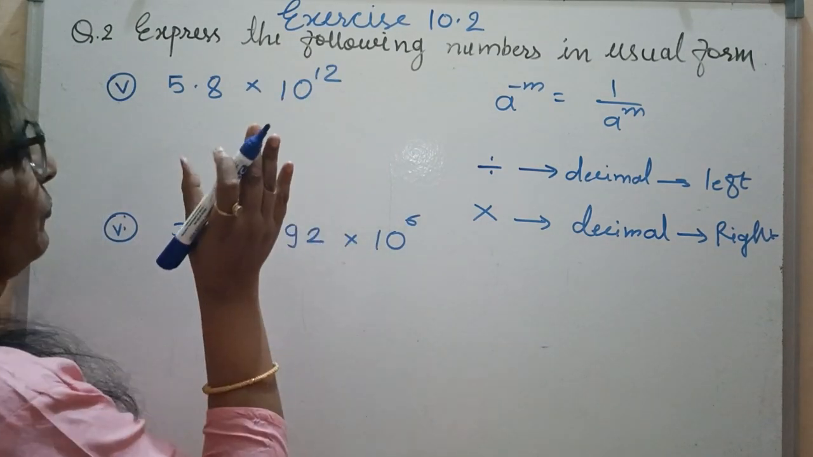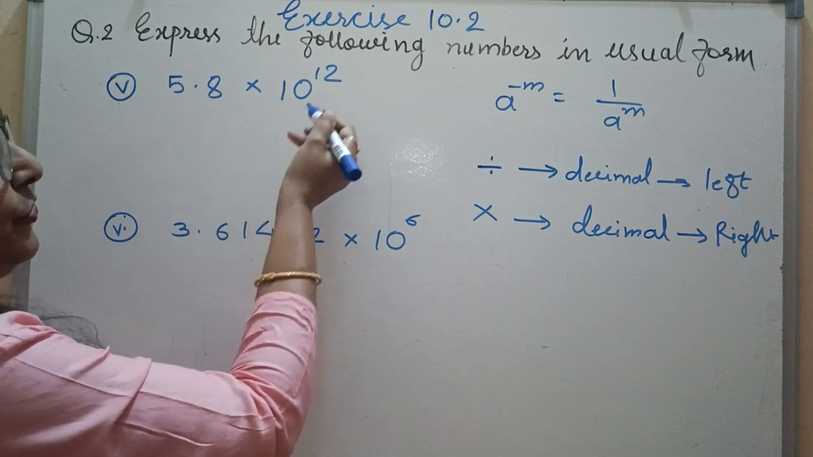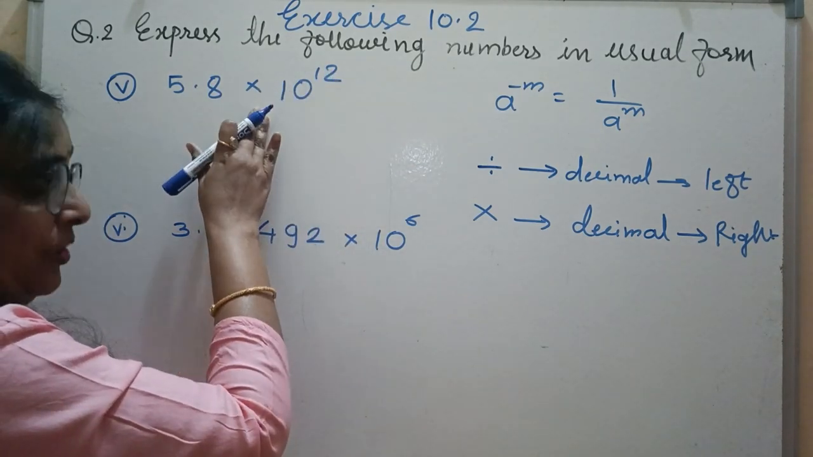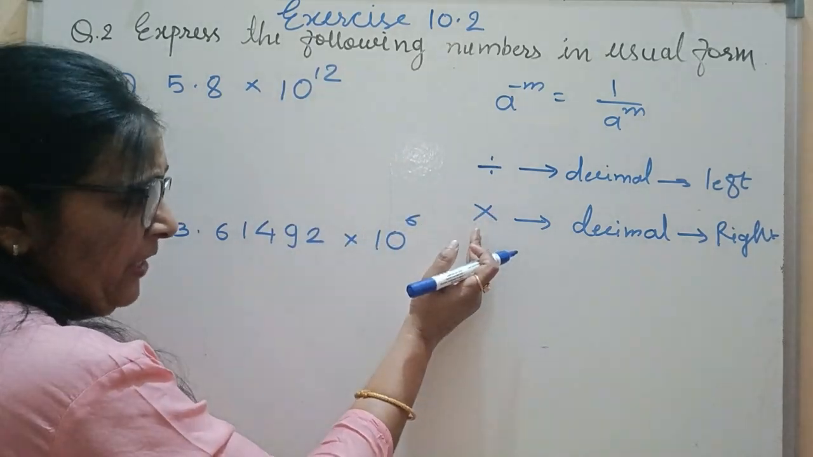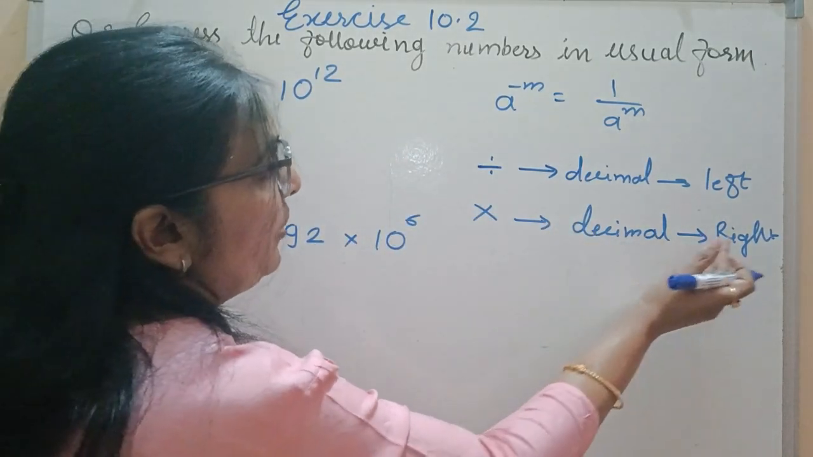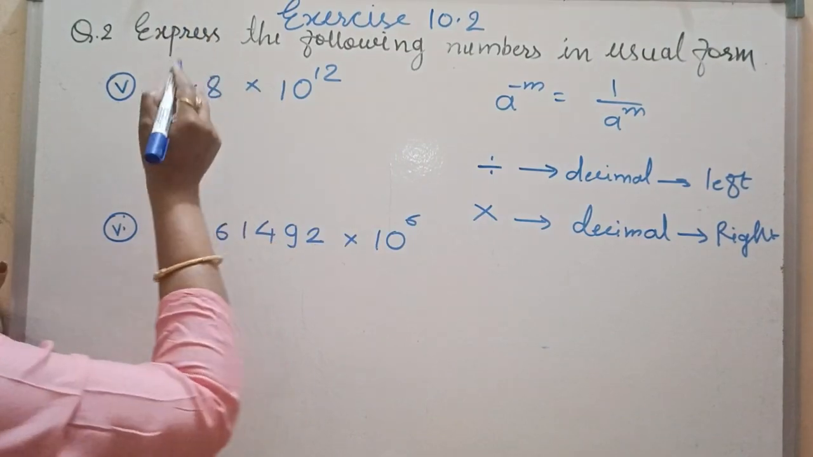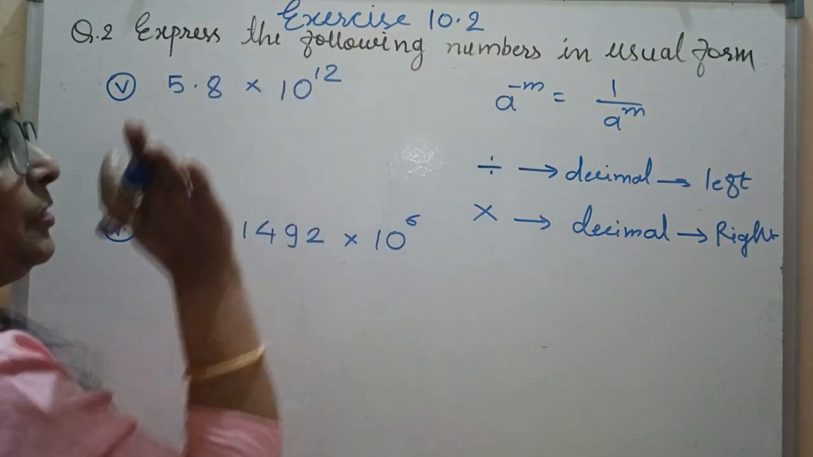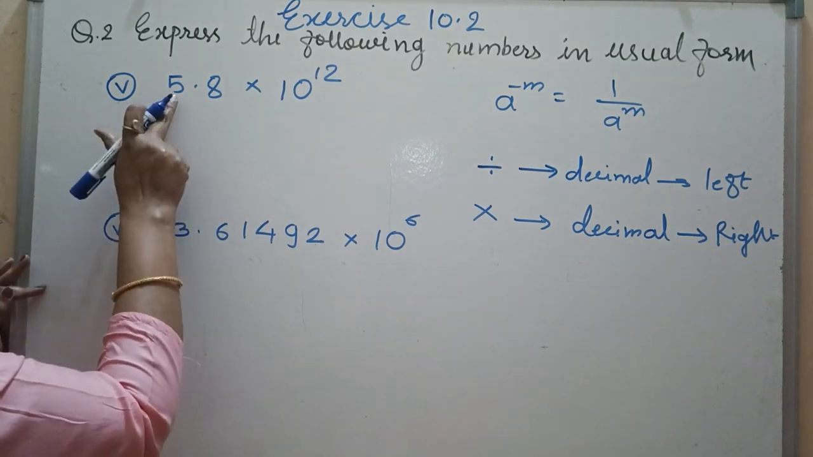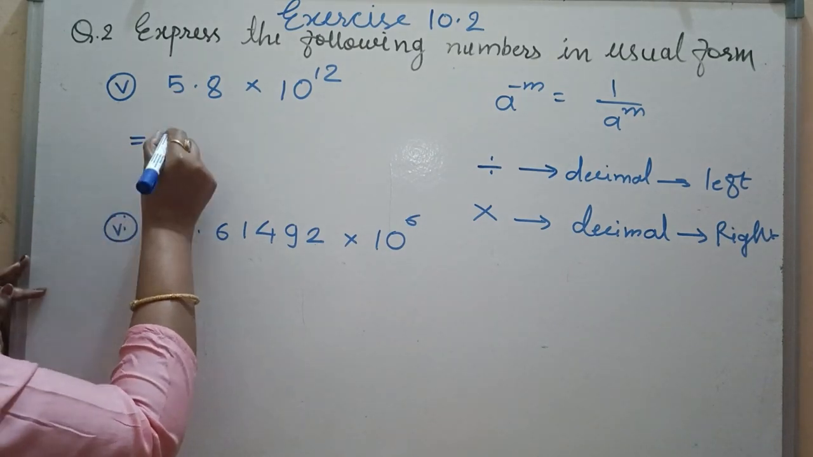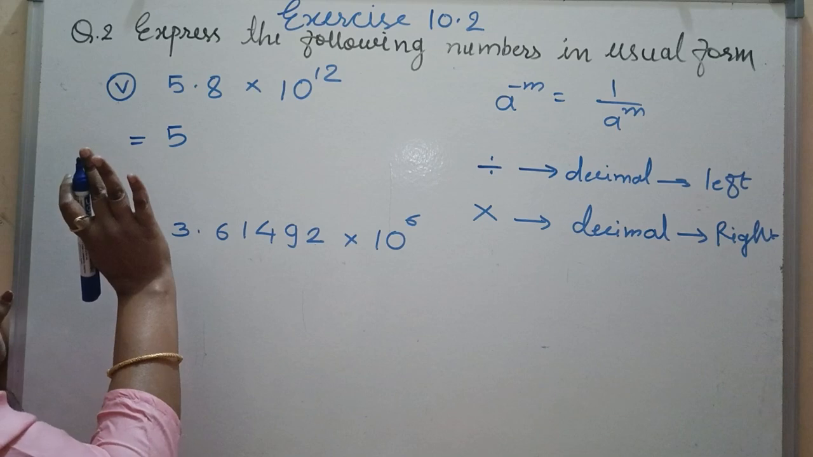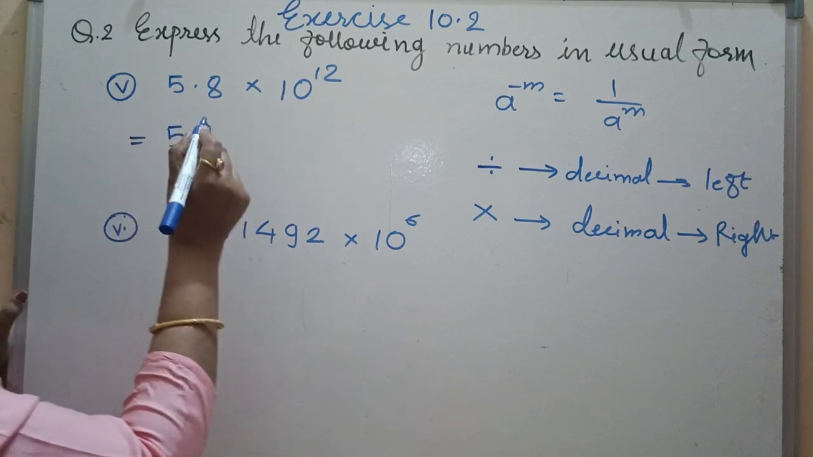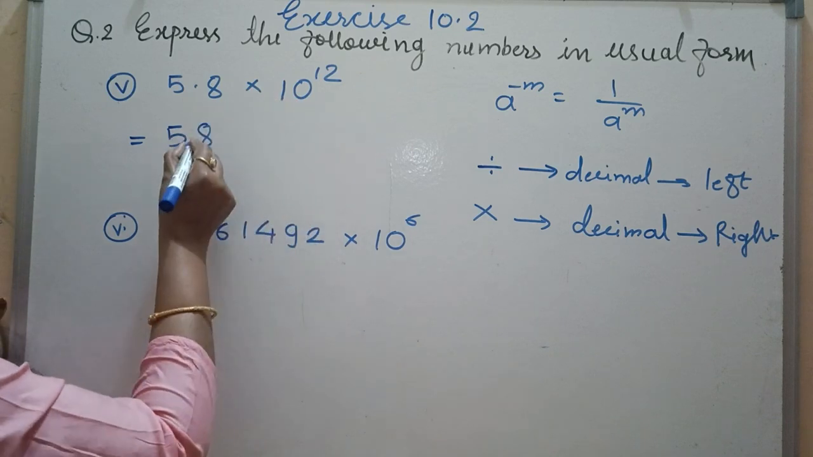Now next, fifth one, 5.8 into 10 raised to 12. 10 raised to 12, positive exponent, multiplication law you will use. So when you are multiplying, your decimal point is shifting towards the right. So you are going to shift towards the right by 12 places. Okay. So first, before that is given 5. So I am writing here 5. After that 1 place 8. Okay. 12 places you have to shift.